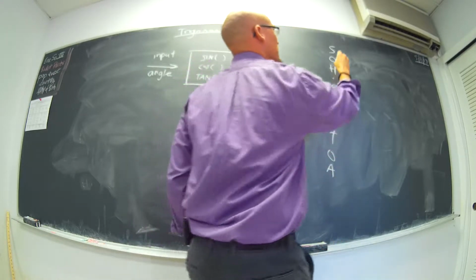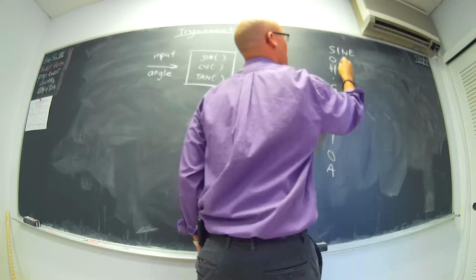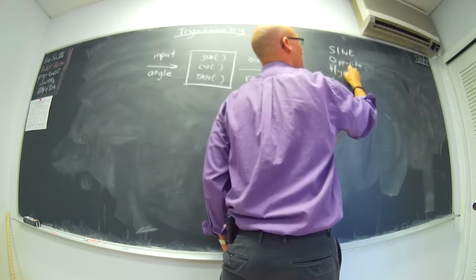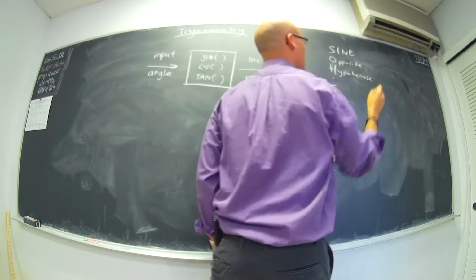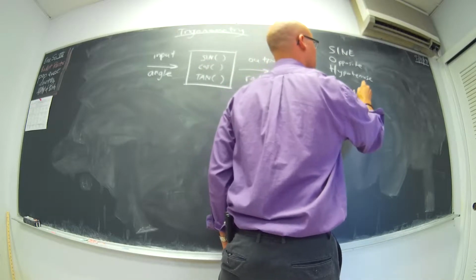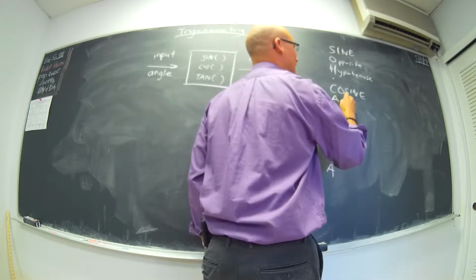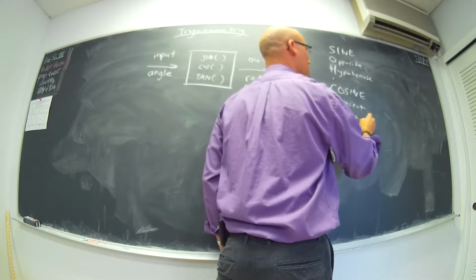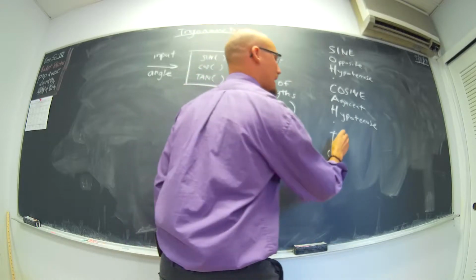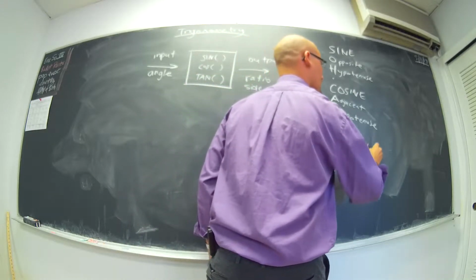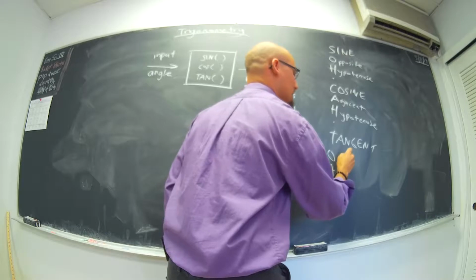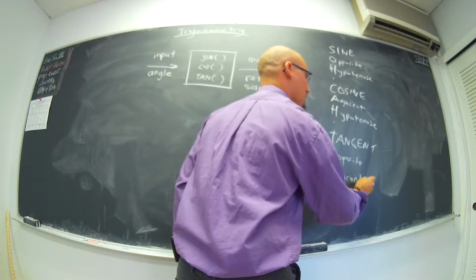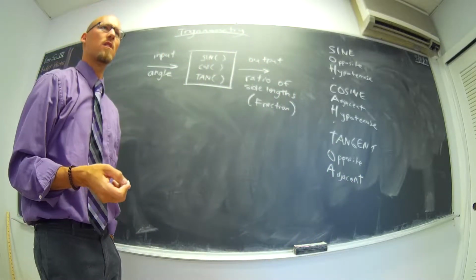Okay, SohCahToa. So the sine function is opposite over hypotenuse, the opposite side divided by the hypotenuse. The cosine function is defined as the adjacent side of a triangle divided by the hypotenuse. And the tangent function is defined as the opposite side divided by the adjacent side. You may be asking yourself, the opposite side of what?